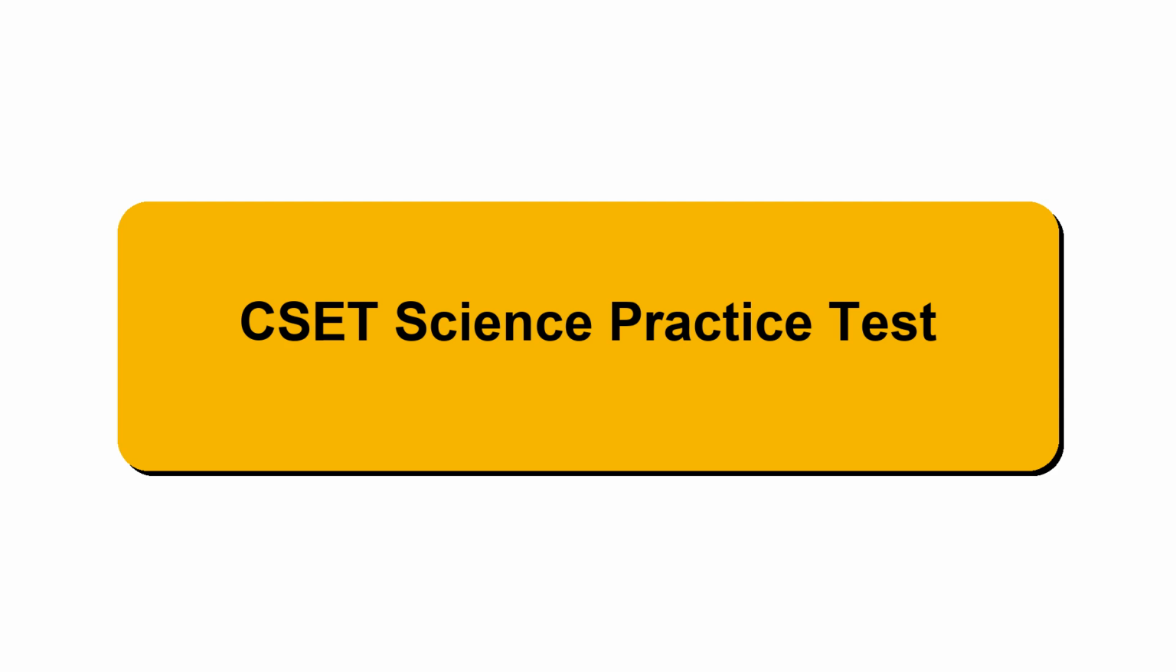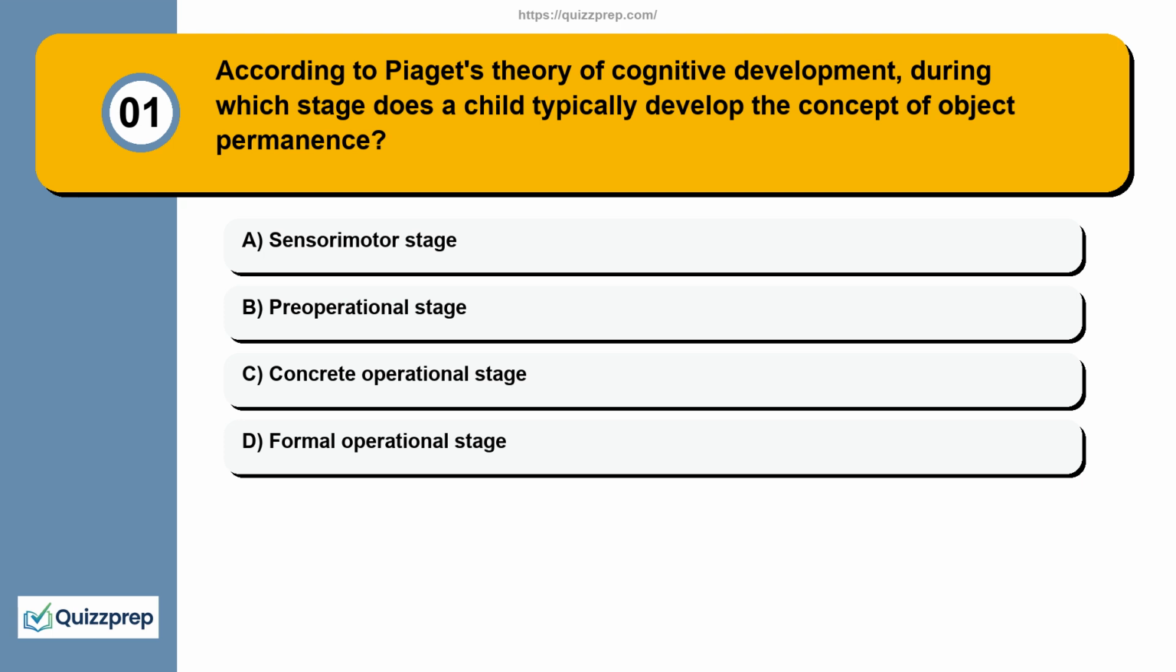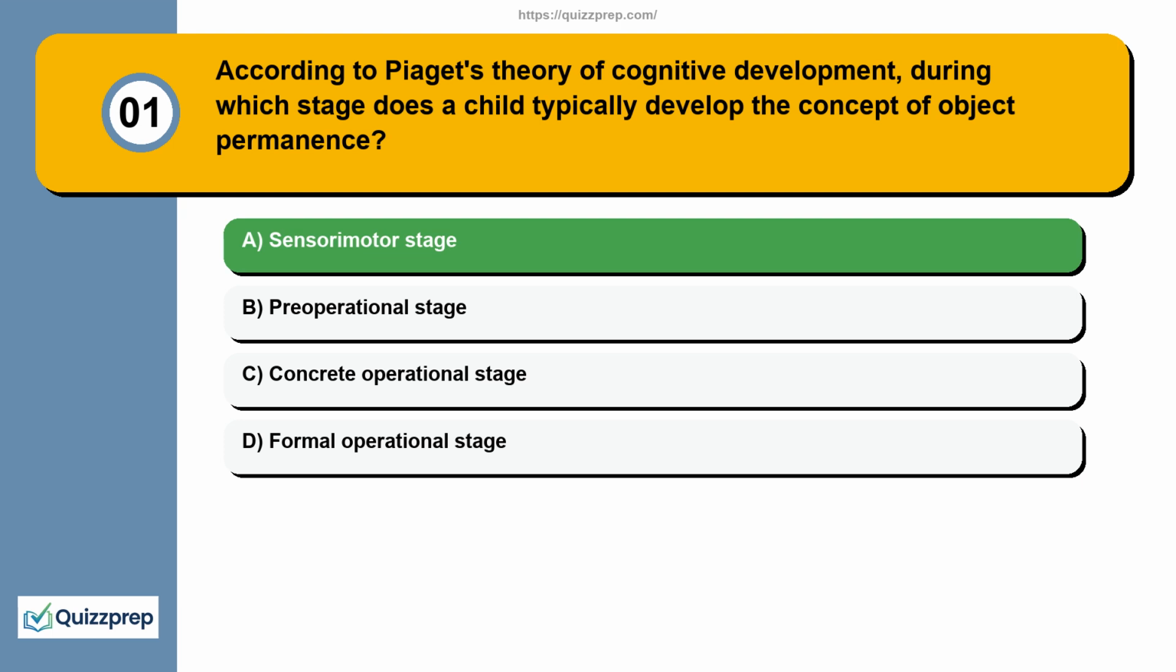Let's begin. Question 1. According to Piaget's theory of cognitive development, during which stage does a child typically develop the concept of object permanence? Here are your options. Option A. Sensorimotor stage. Option B. Preoperational stage. Option C. Concrete operational stage. Option D. Formal operational stage. The correct answer is option A.